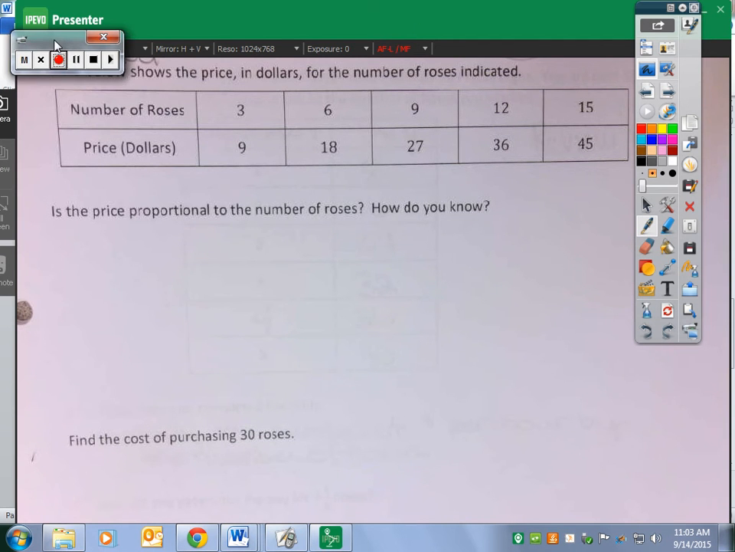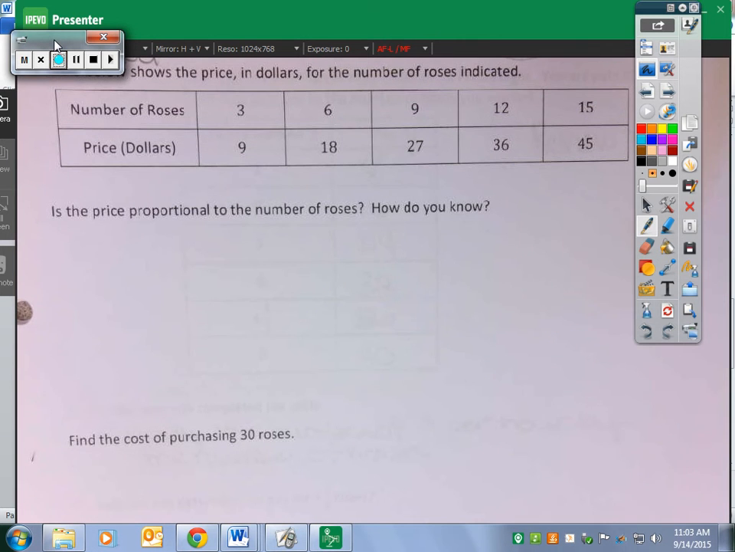So the table below shows the price in dollars for the number of roses indicated. Here we have a table. The first row is indicating the number of roses. The second row is indicating the price in dollars. The question says, is the price proportional to the number of roses, and how do you know?